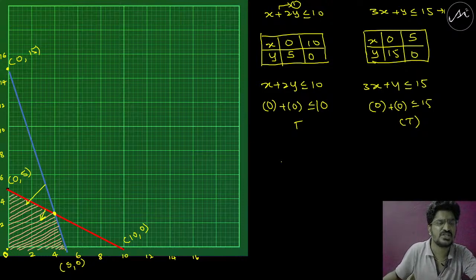I will take the intersection point as A. I will take this point as B. And already this is the origin. This is C. So we have to find point A.